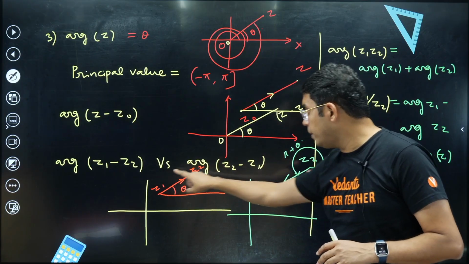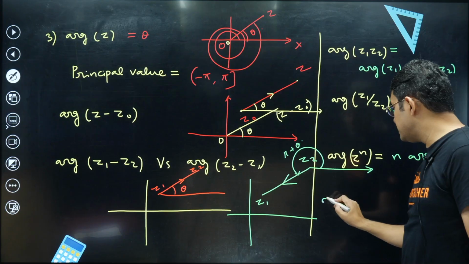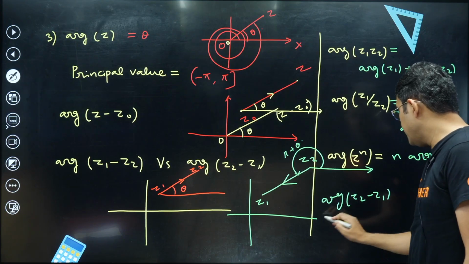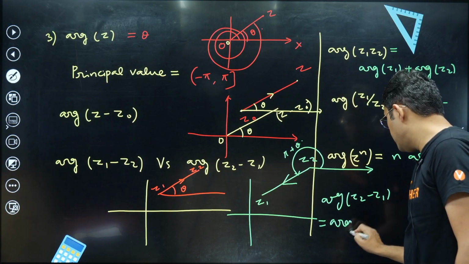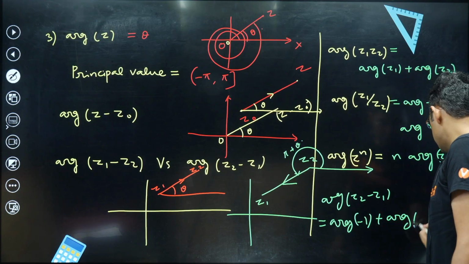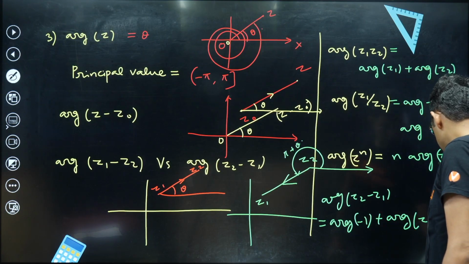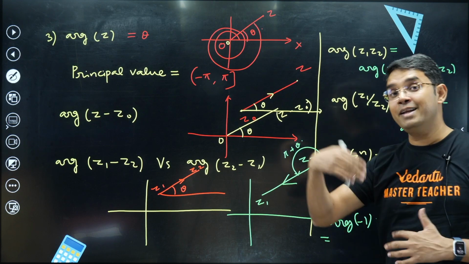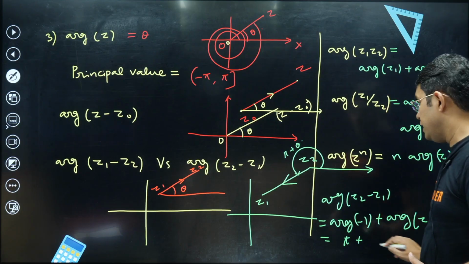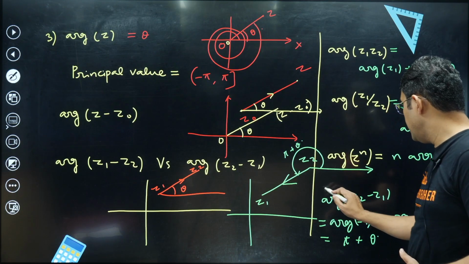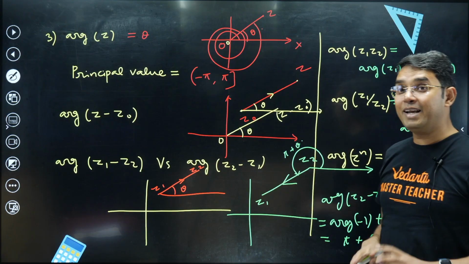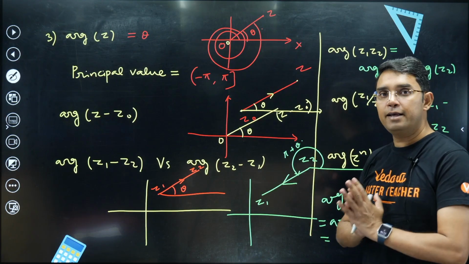Okay, now I was talking about this thing. So dear students, you can see, if you are looking for argument of Z2 minus Z1, I can write this as argument of minus 1 plus argument of Z1 minus Z2. Now minus 1 being on the negative x-axis, its argument will be pi, and this is theta. So you can see this is becoming equal to pi plus theta, which we saw geometrically also through this diagram.